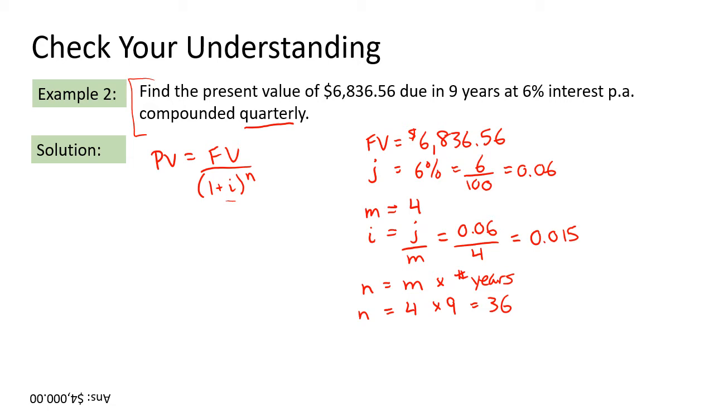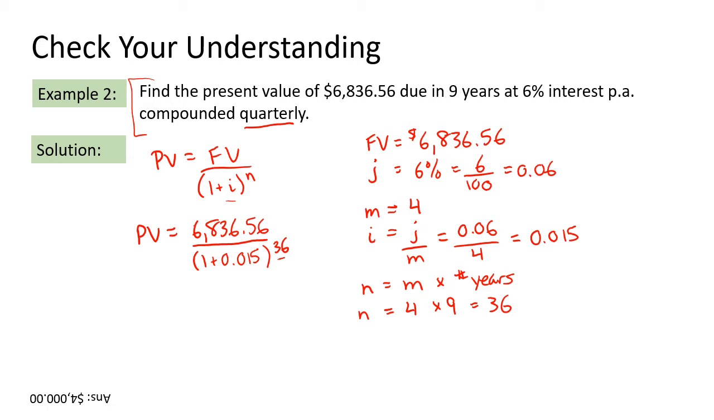So now we have everything. We have the future value, we have our periodic interest rate, and we have our total number of compounding periods. So we can substitute everything into the formula. Our present value is equal to $6,836.56, that's the future value, divided by 1 plus 0.015, the periodic interest rate, raised to the exponent 36, because that's our total number of periods.